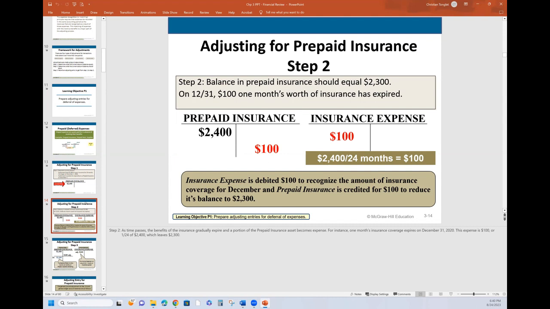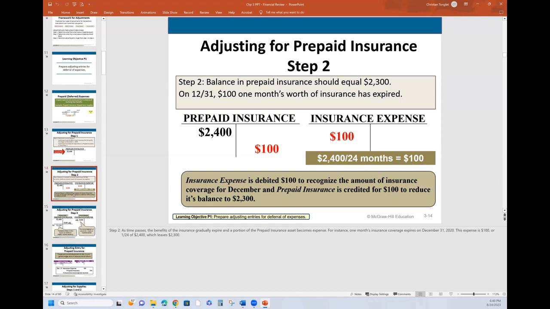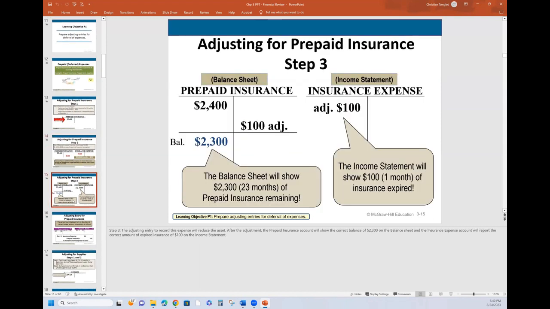So I want to recognize that $100. I need to get to $2,300. How do I do that? Well, I need to reduce my prepaid expense by $100. So it's an asset account, so I'm going to credit. And then my expense is going to be $100. So my expense is a debit. And it's just showing you those 2 accounts right there.